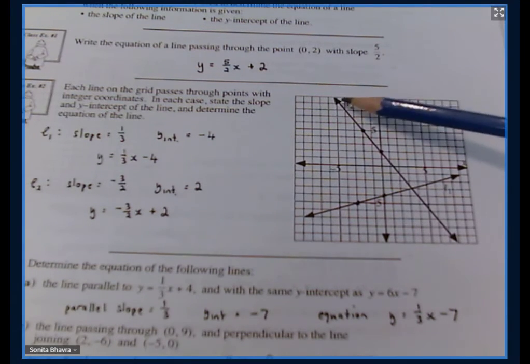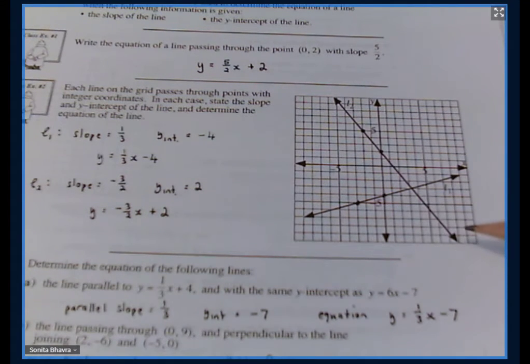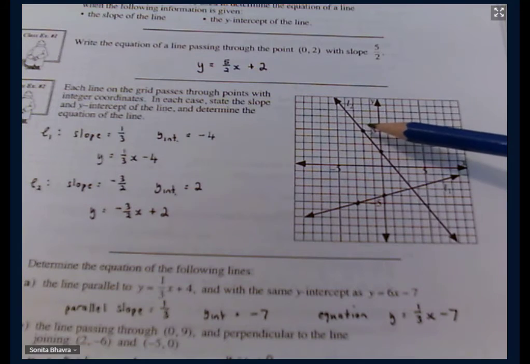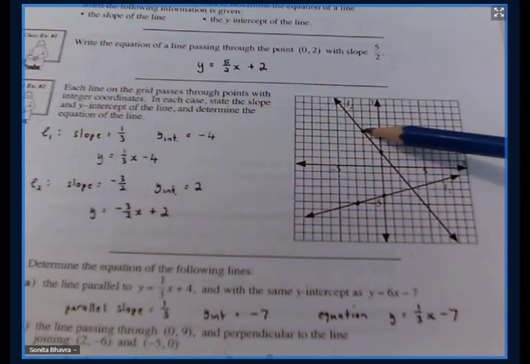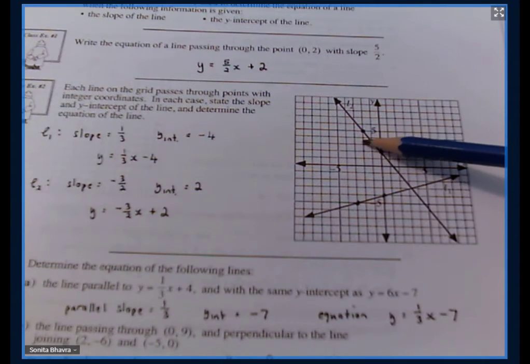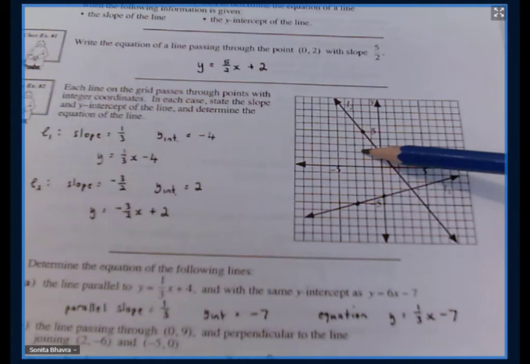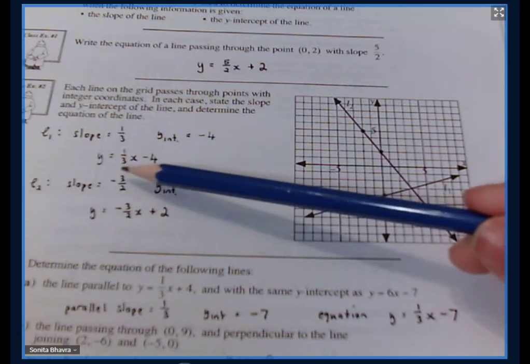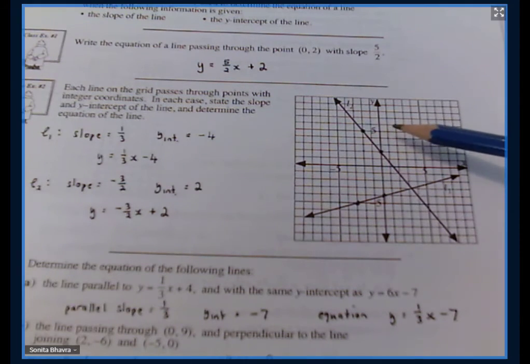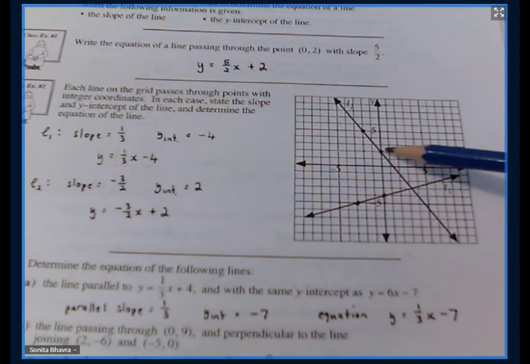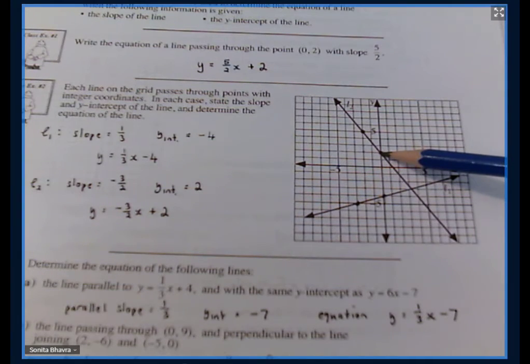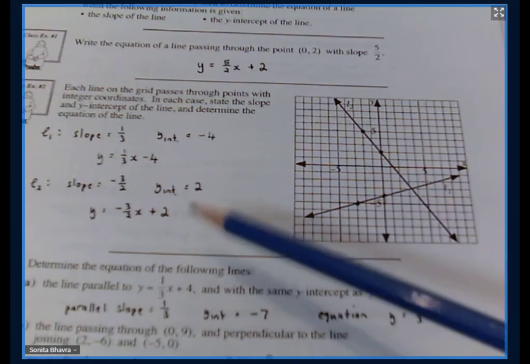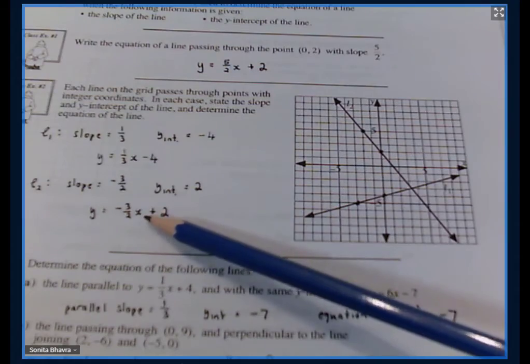Let's look at line 2. It is going down. So remember, your slope will be negative when the lines are going down from left to right. So our slope, we have 2 points given right here. So our slope is 1, 2, 3. So negative 3. And our run is over 2. So our slope is negative 3 over 2. Our y-intercept, so it's crossing our y-axis right here. That's at positive 2. So our line is negative 3 over 2x plus 2.